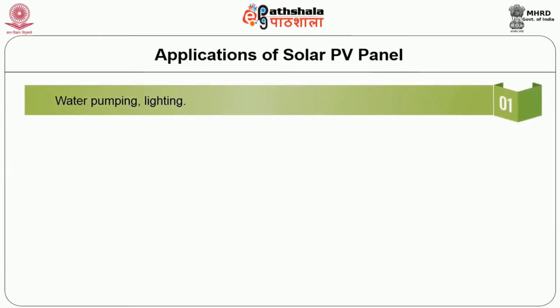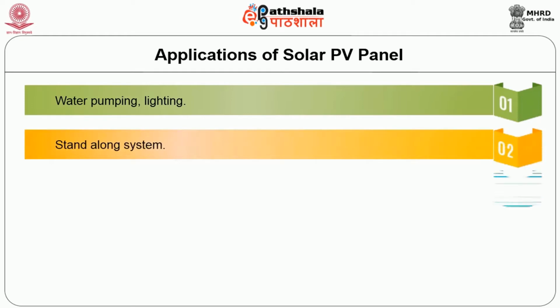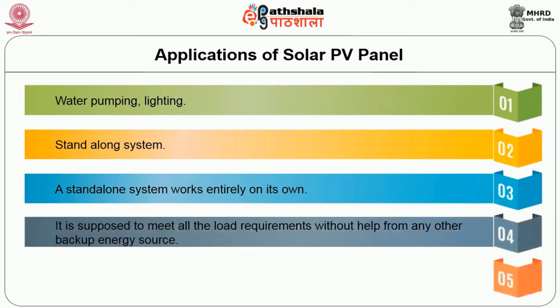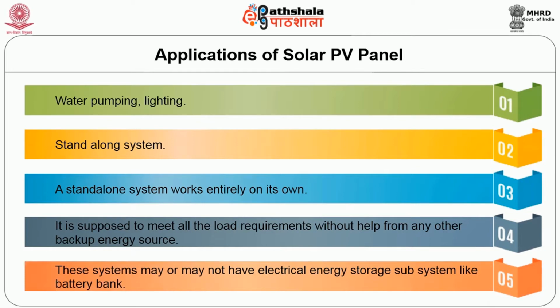Applications of solar PV panel are water pumping, lighting, and standalone systems. A standalone system is supposed to meet all the load requirements without help from any other backup energy source. These systems may or may not have an electrical energy storage subsystem like a battery bank.